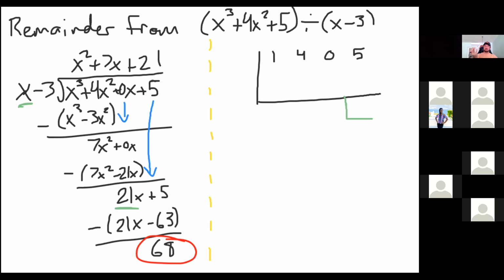My remainder is always what's left over. My quotient is all that stuff up here. So it'd be an x squared plus a 7x plus a 21 with a remainder of 68. Okay, so that's going through it with polynomial long division.